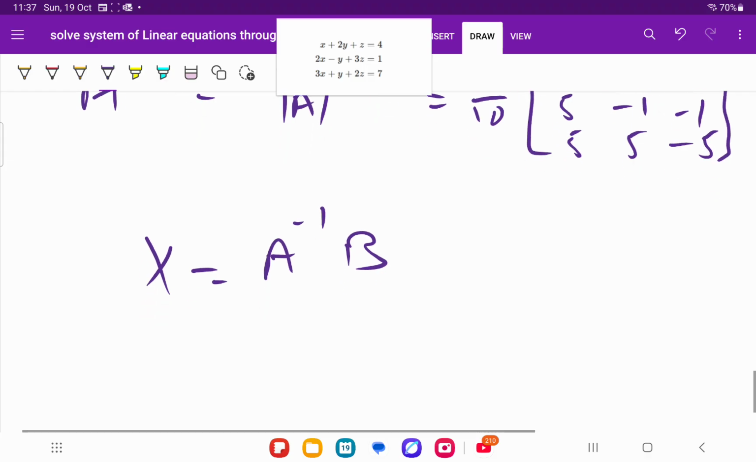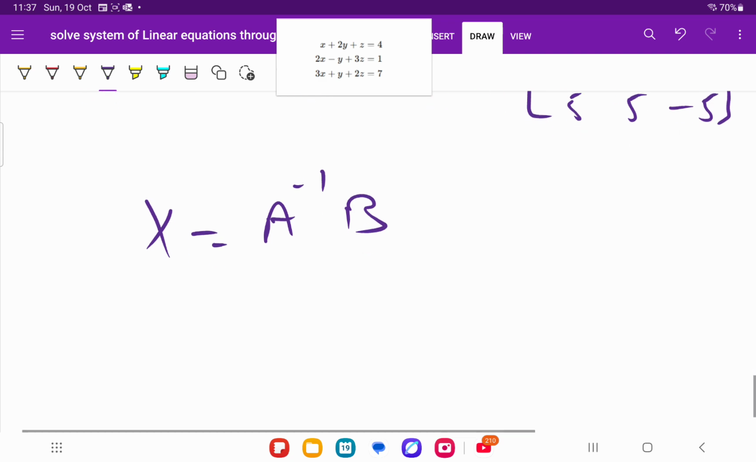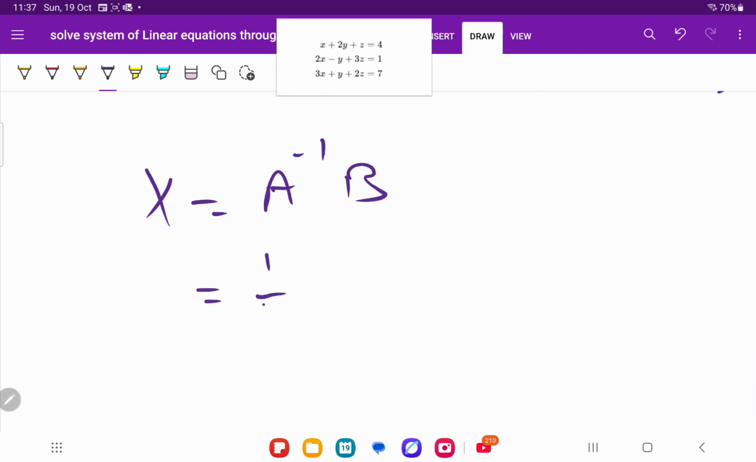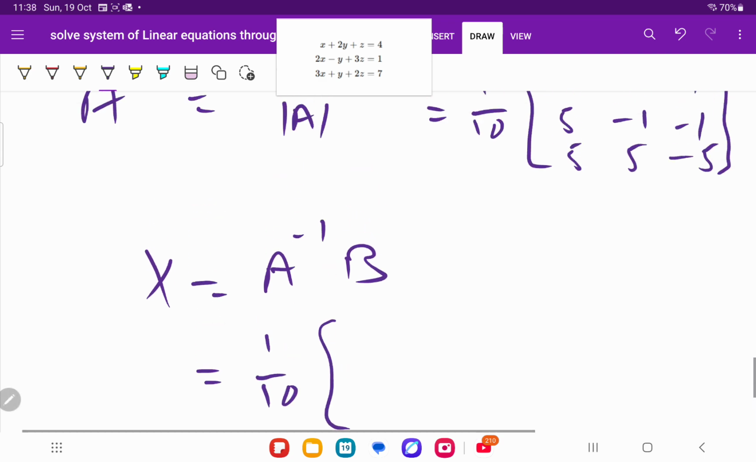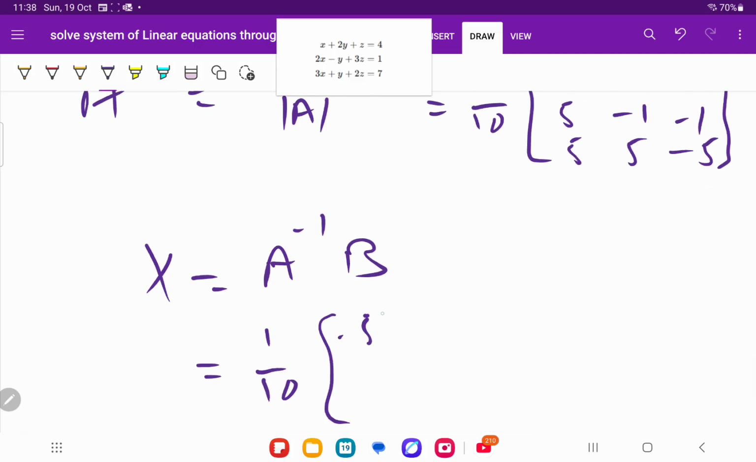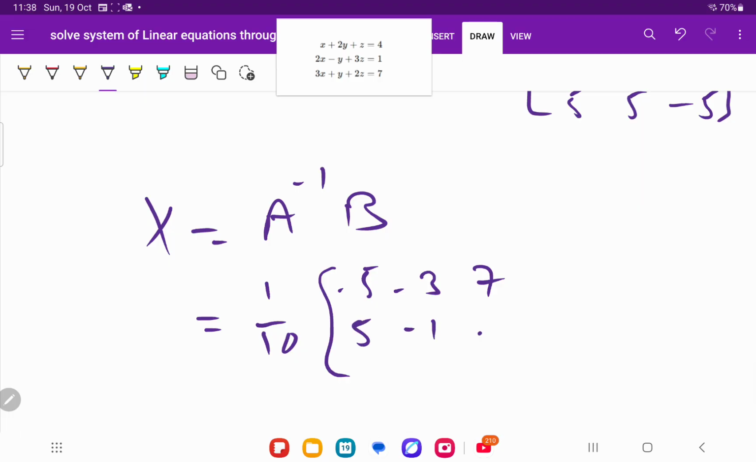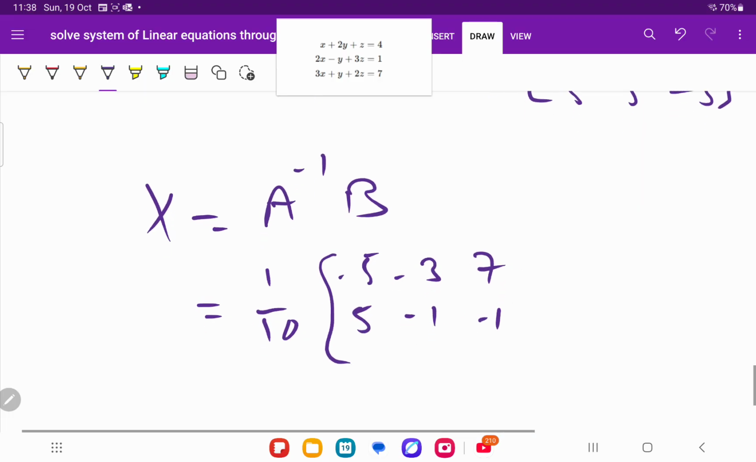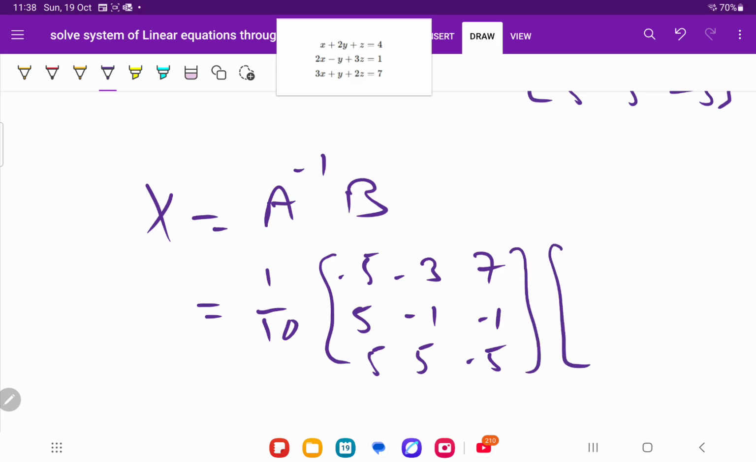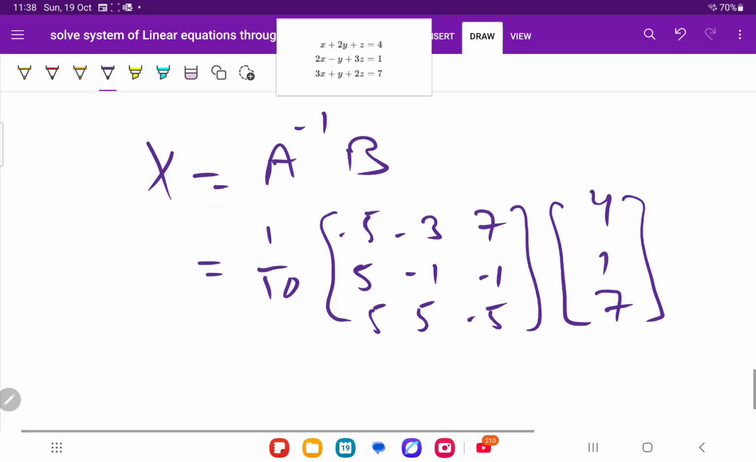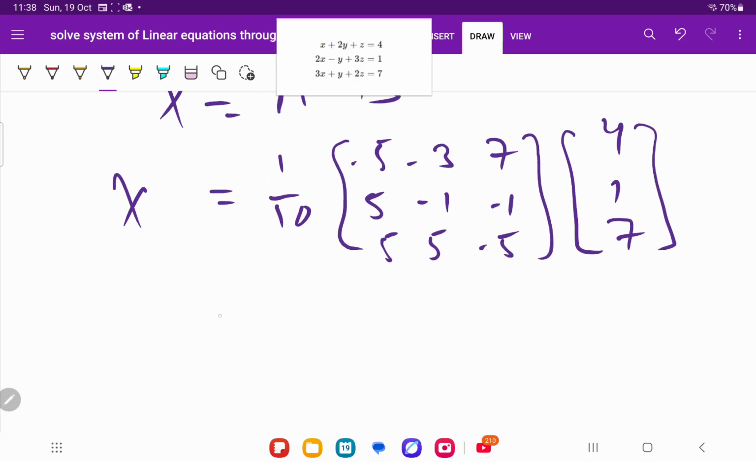So we already have written that A inverse into B is the formula that will be used to calculate the X. So in X we have x, y, z, all the values. So A inverse is 1 over 10 and minus 5 minus 3 and 7, 5 minus 1 minus 1, 5 minus 5, multiplied by B, which is equal to 4 1 7. Okay, that is called X. 1 over 10 is outside.